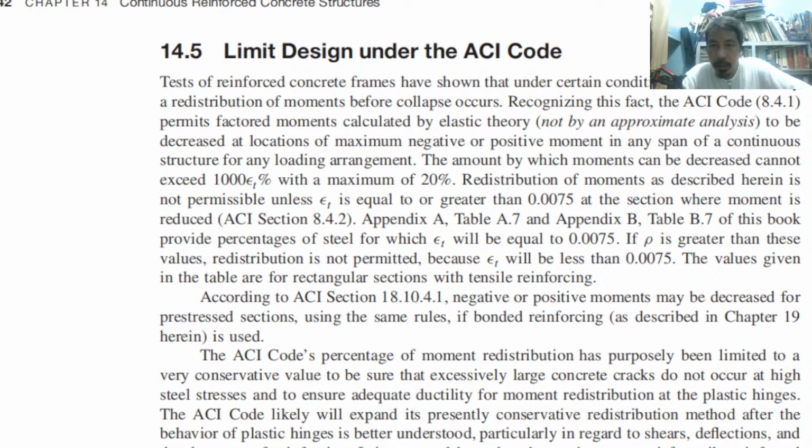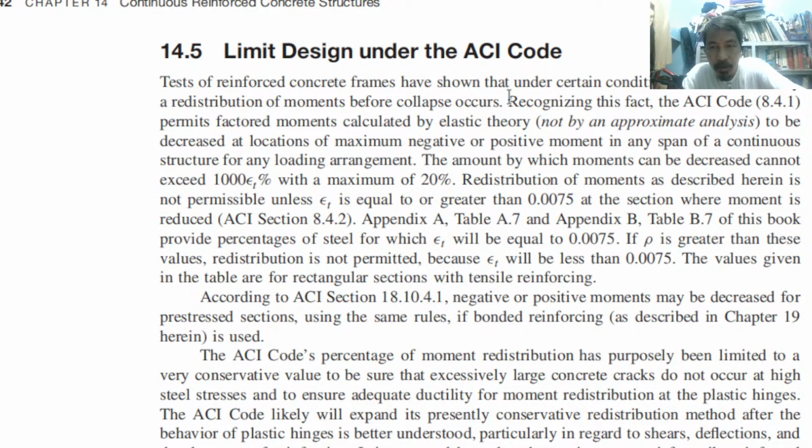So what is now the suggestion of the code? Limit design under the ACI code. Tests of reinforced concrete frames have shown that under certain conditions, there is definitely a redistribution of moments before collapse occurs. So it was proven by testing.